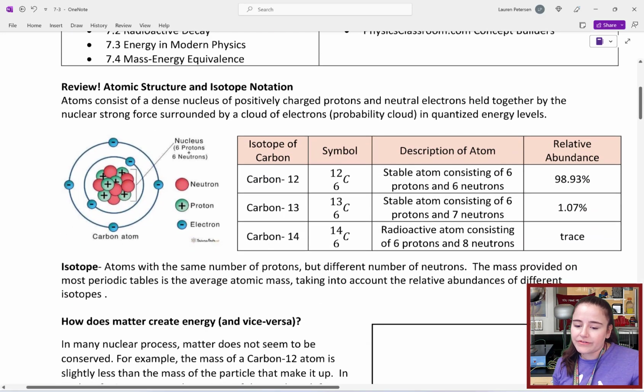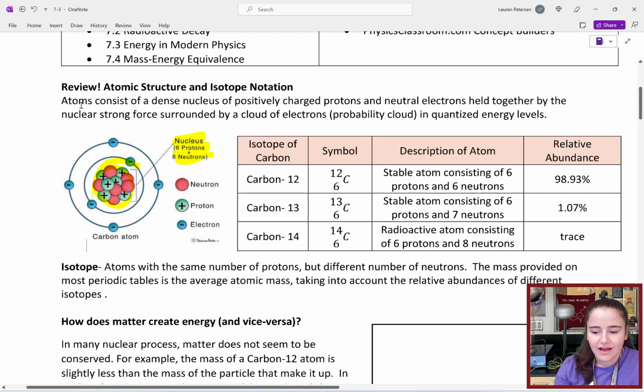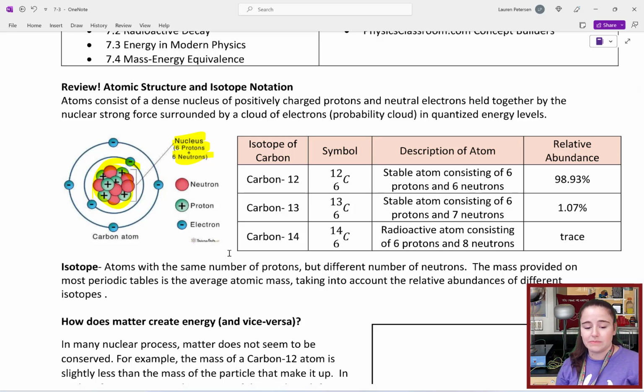Okay, quick review. When we talk about nuclear stuff, we are going to be talking about things that go on in the nucleus, which is where the protons and neutrons are. The electrons are surrounded in a probability cloud of those quantized energy levels. And we will typically be working with isotopes, so atoms with the same number of protons but different numbers of neutrons.